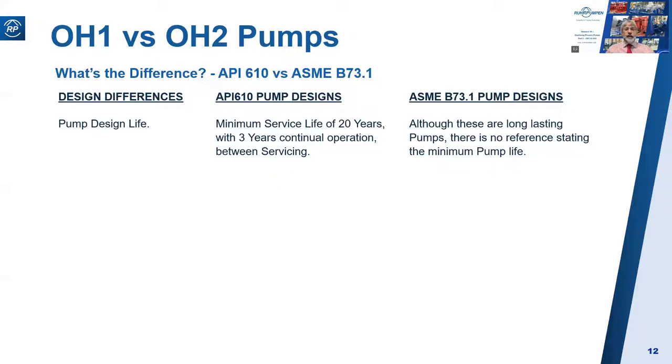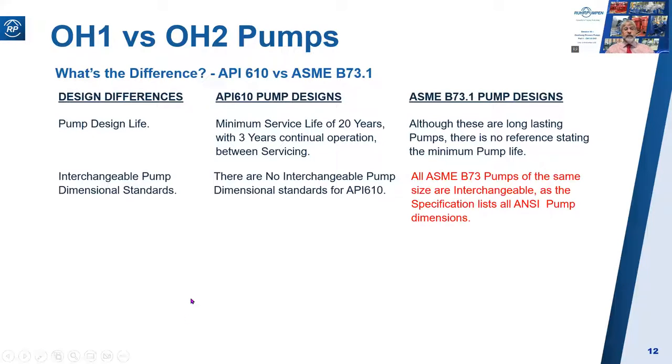Next major design difference is the interchangeable pump dimensional standards. ASME doesn't require the Gould pump to be the same as the Ruhrpumpen pump or the Flowserve pump. But all ANSI pumps of the same size are interchangeable, and it lists the dimensions that they shall meet.